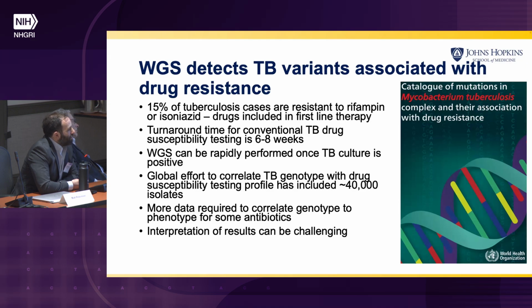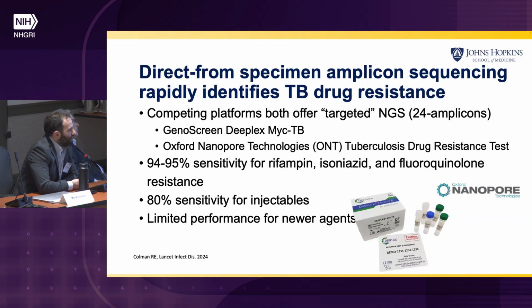There's been a massive effort worldwide to correlate the TB genotype with the drug susceptibility testing profile, and this WHO report includes about 40,000 isolates. This works well for some drugs, but for others, we really need more data to correlate genotype to phenotype. The interpretation of some of these results is challenging and not always straightforward. But this is already entering clinical practice. There is a panel offered for Illumina instruments, the GenoScreen Deeplex, and for Oxford Nanopore instruments, they also have a test out there.